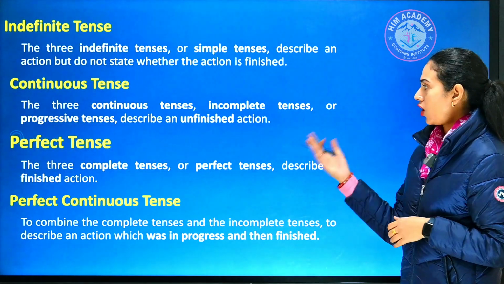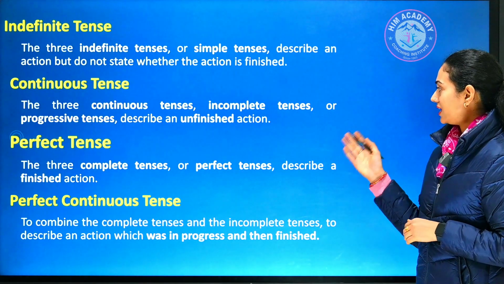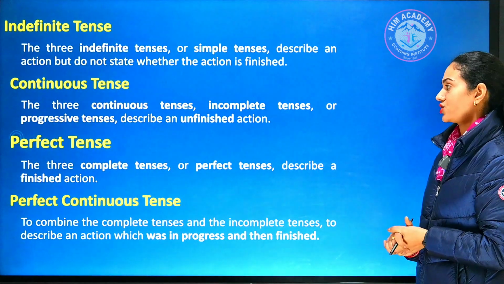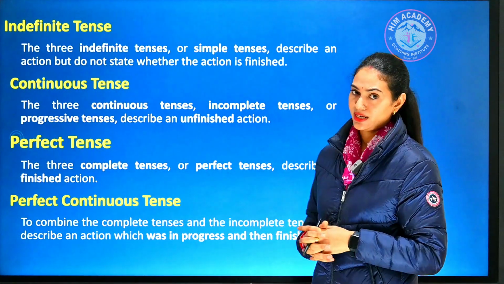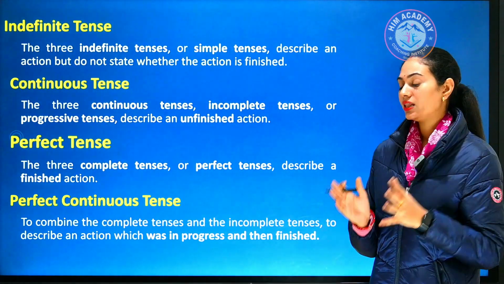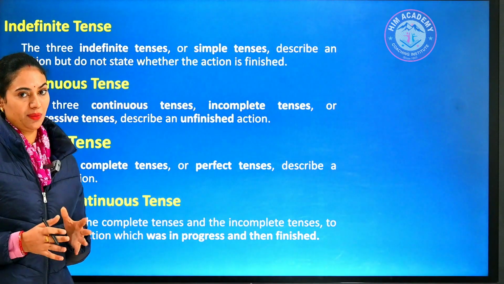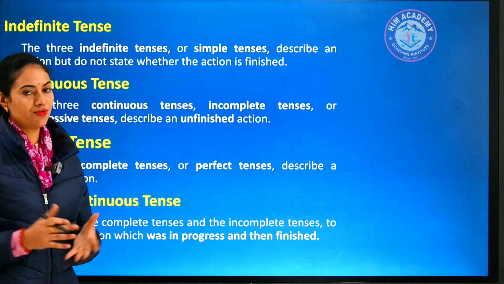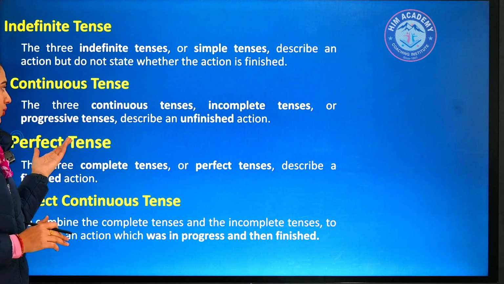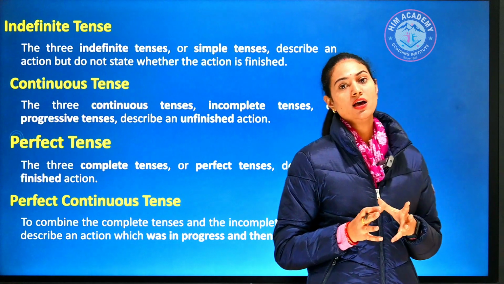The second tense in this aspect is continuous tense. It is known as continuous tense, and also as progressive tense. In this tense, the verb is doing its action in the present time. It's in continuation form, in progressive form. That's why we call it continuous tense: an unfinished or progressive action.